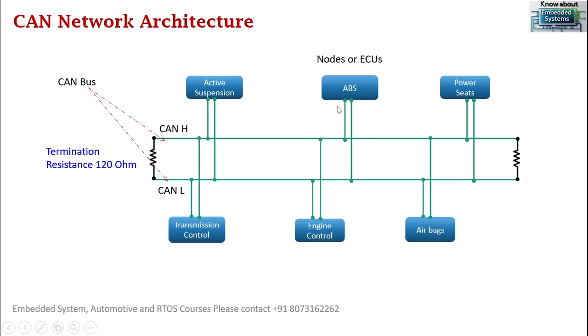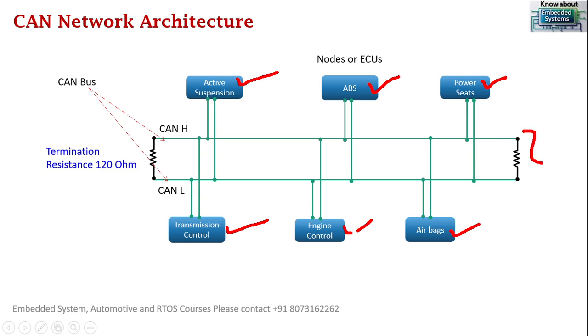One is called a node, what you are currently seeing on the screen. The first major component in the CAN network is our nodes. Nodes are nothing but ECUs which are present in the vehicle. In our terminology, we will call them nodes. That's the first component. The second component in the CAN network is the CAN bus.